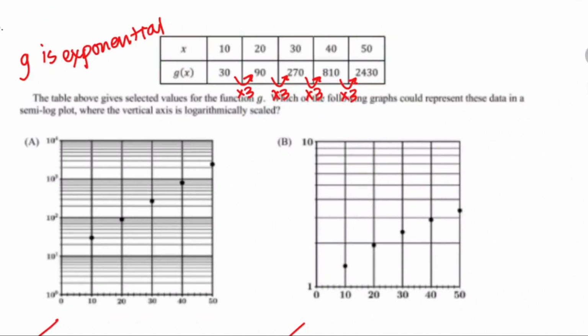Okay, the largest output value I'm seeing is 2,430, which is a whole lot more than 10. So maybe B. B is a semi-log plot, it's just 1 to 10. But this is going 1 to 10, this is not 2,430. I don't see it. That's going to be here. And I know that this would be 2,430 because that is 2,000, and then the next line right there is 3,000. Okay, so it's between 2 and 3,000. That makes a lot of sense.